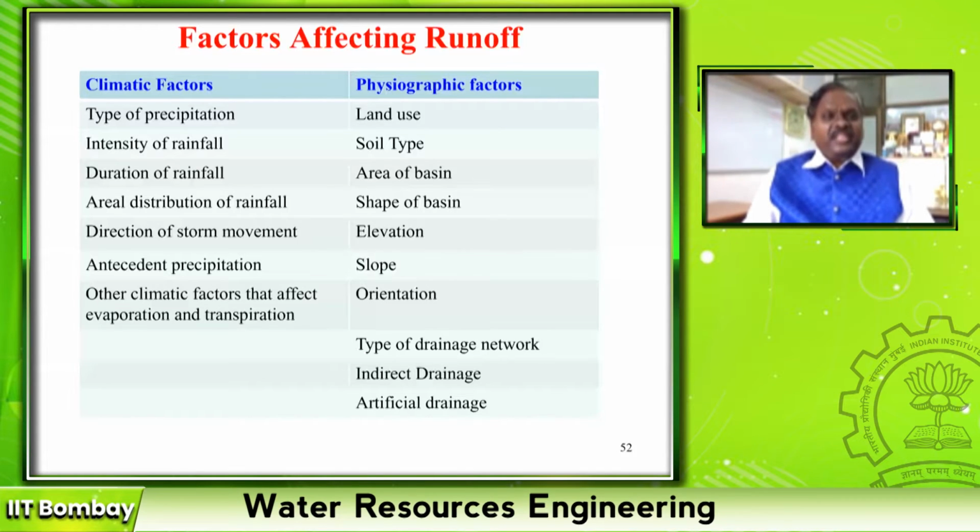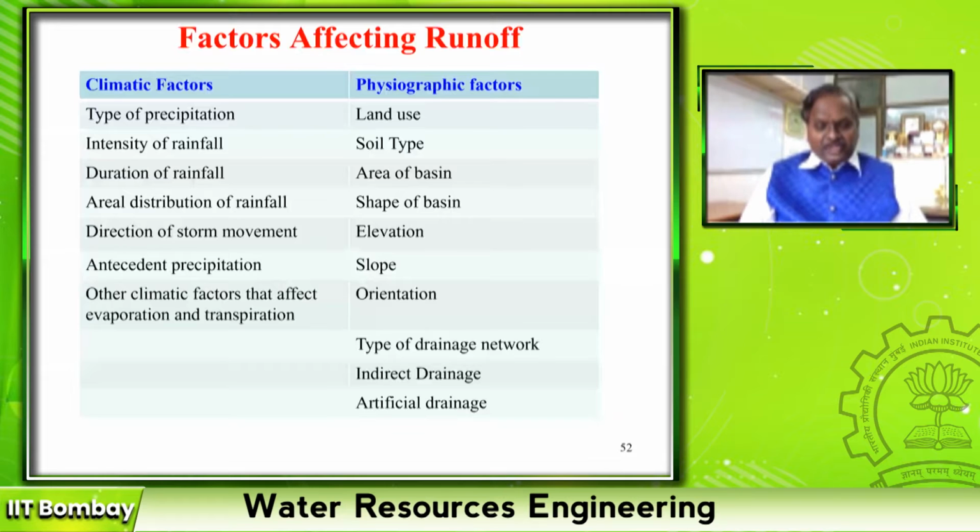Similarly, the antecedent precipitation. That means it tells about the soil type, soil condition before the current rainfall. Then other climatic factors: evaporation, transpiration, relative humidity, wind speed, evapotranspiration, all this governs the runoff. When we come to the catchment characteristics, whatever we have seen: land use, land cover, soil type, area of the basin, shape of the basin, elevation, slope, orientation, type of drainage network.